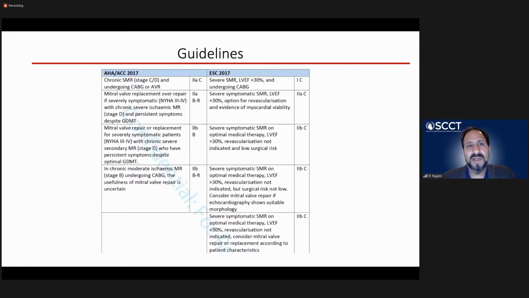Now, when we look at the guidelines, both the American and European Society of Cardiology guidelines really indicate that transcatheter mitral valve replacement or surgical mitral valve replacement or repair should only be considered really in those patients who have myocardial ischemia or who are undergoing revascularization and in whom those patients have failed medical therapy, including cardiac resynchronization device therapy. Otherwise, we really are in class 2B territory.